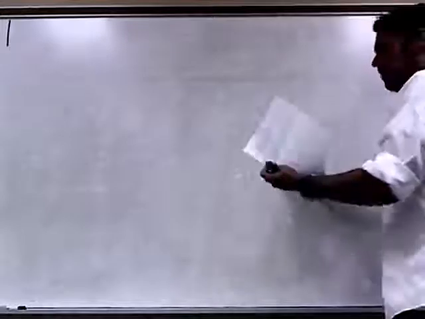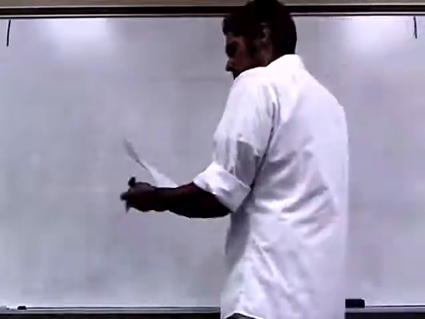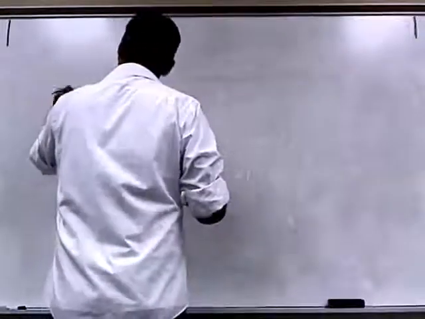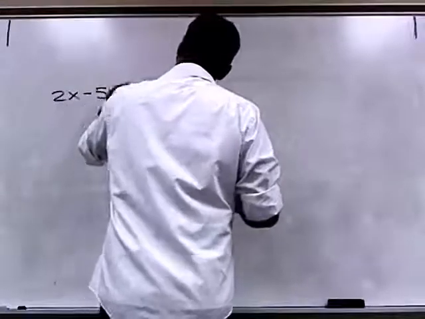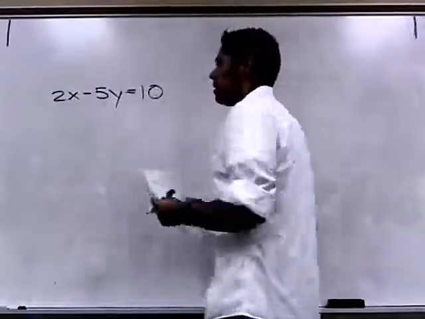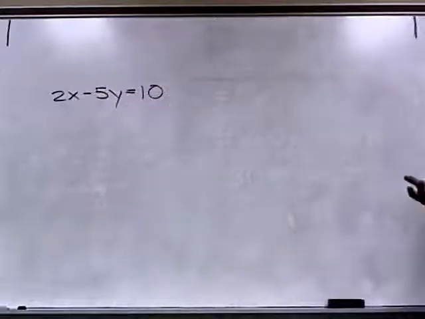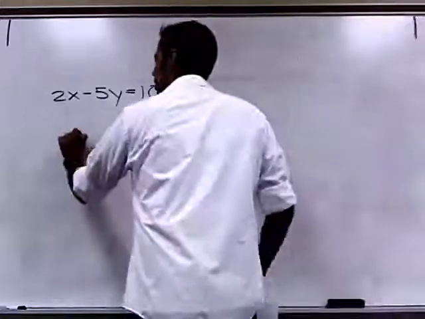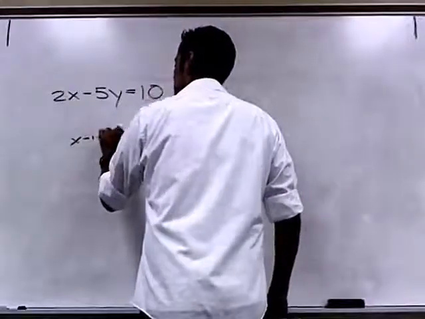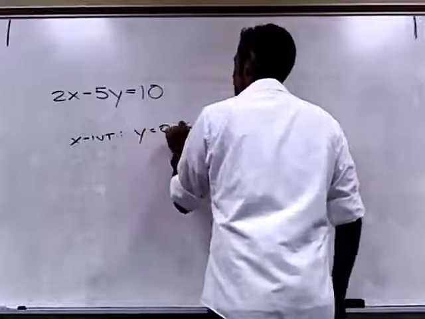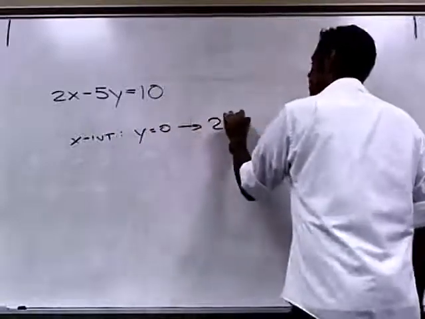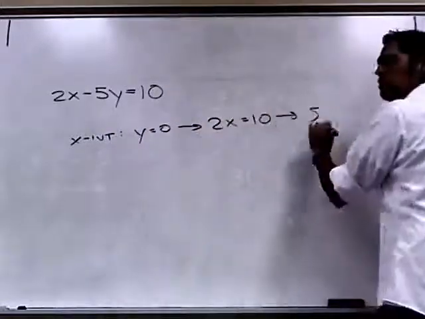Okay, how about number 5? Sketch the line. You have options for this one. There were basically 2 methods that we used to sketch lines. One was the intercept method, one was the slope-intercept method. The intercept method meant we find the x-intercepts. How do you find x-intercepts? You set y equal to 0. If I set y equal to 0, I get 2x equals 10. If I solve for x, I get 5.